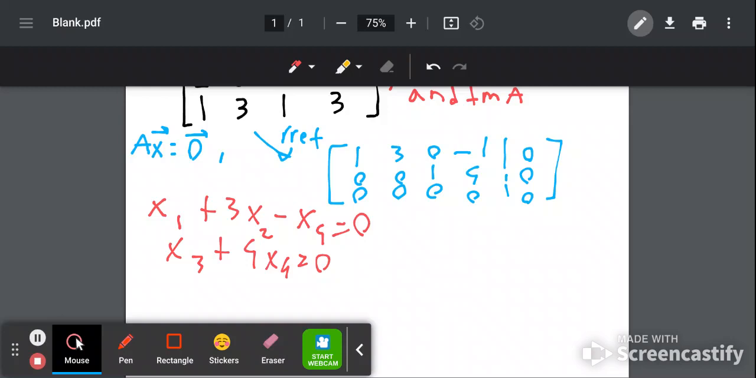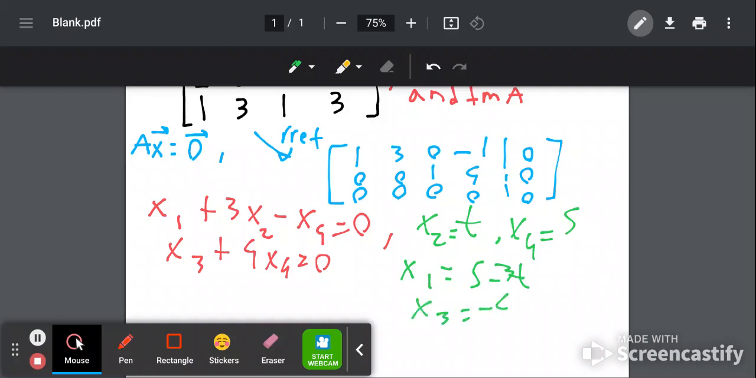Now we have to solve this in terms of parameters. Since there are infinitely many solutions to this set of equations, we can parameterize it. So how do we do it? We can, for example, let x2 be t, and let x4 be s. Then, if we solve for it, x1 would be s minus 3t, and x3 would be minus 4s.